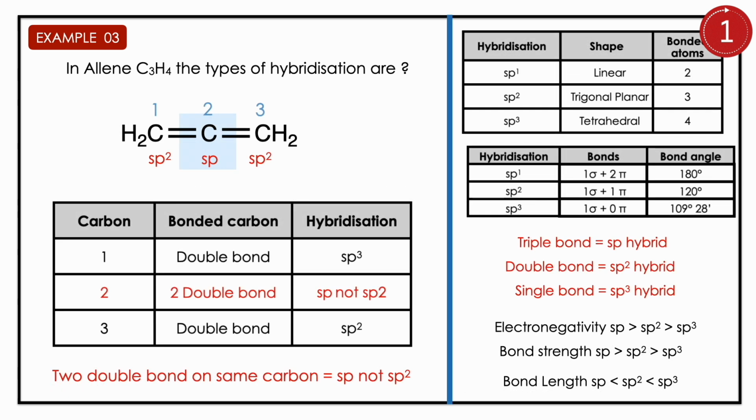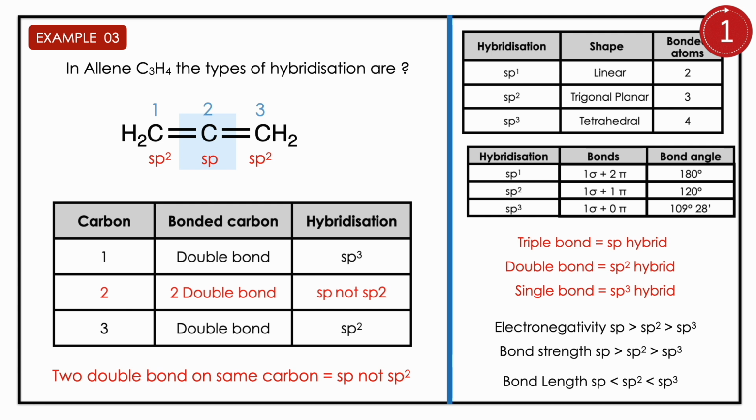To solve the problem, you should know the allene structure. Allene is CH2=C=CH2. Here three types of carbons are there. 1 and 3 are the same. 2 is different. 1 is a double bonded carbon, it is sp2. 3 is also the same, sp2.